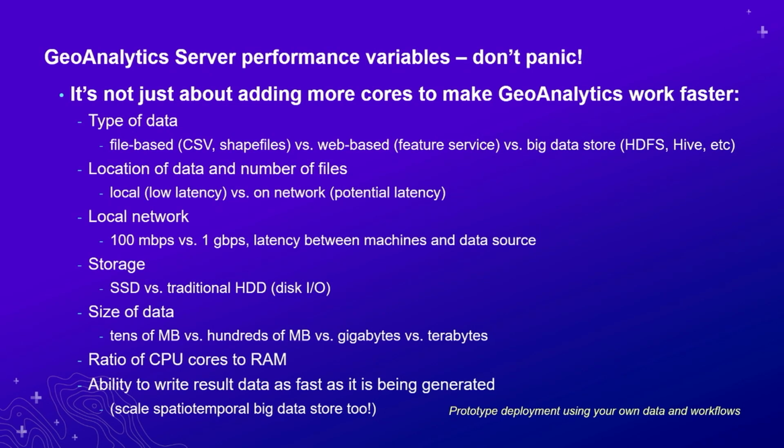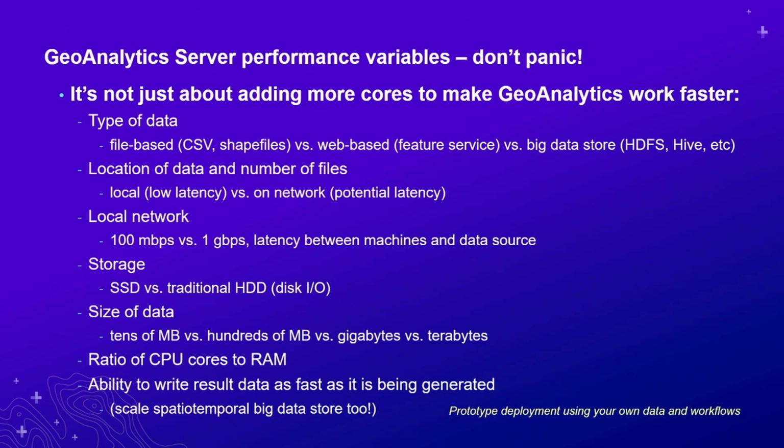If you've got those local files on disk, there's a huge difference between SSDs and traditional hard drives, spinning rust plates. Disk I/O can make a huge difference here. Size of the data, and then the ratio of CPU cores to RAM is probably one of the most important ones and easily overlooked.